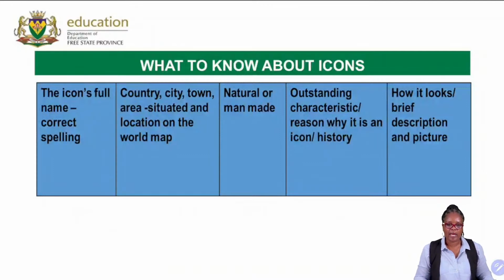Have the world map and plot the icons on different locations according to their location. Then again, you need to state whether the attraction, which is an icon, is man-made or natural. It will assist you if you know the difference between the two. Is it natural or is it man-made?